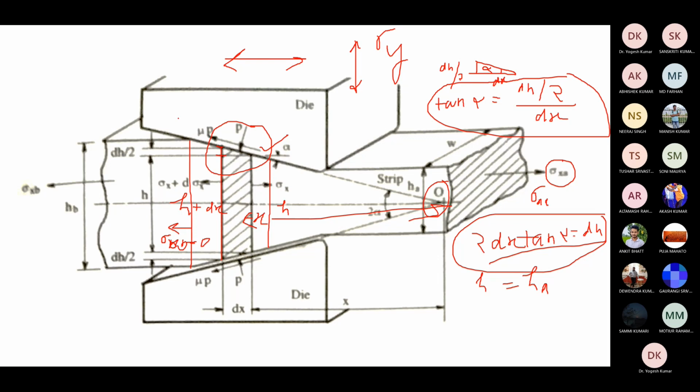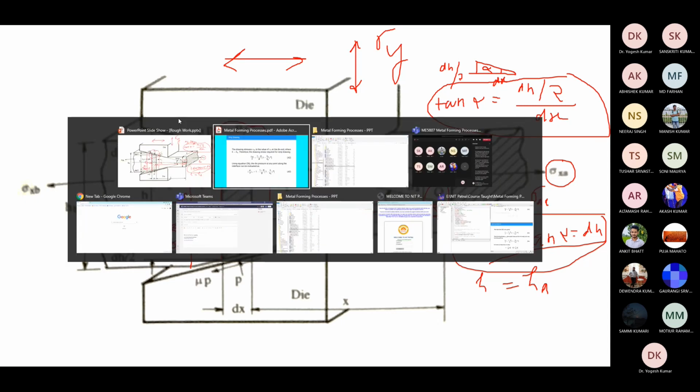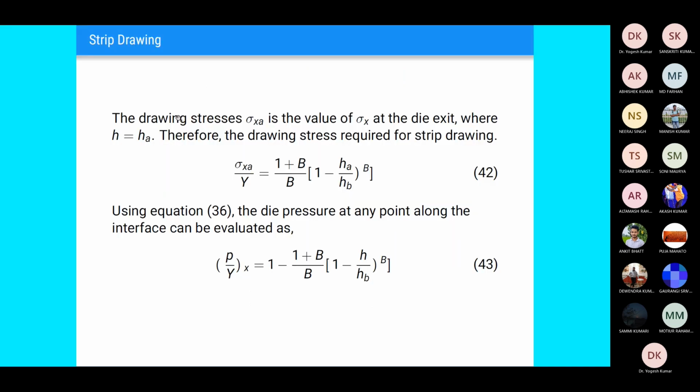Because there are a lot of mathematical expressions involved, I will be sharing this PPT immediately with all of you in the WhatsApp group, and I expect that all of you go through these expressions and practice the slab method for open die forging as well as strip drawing.